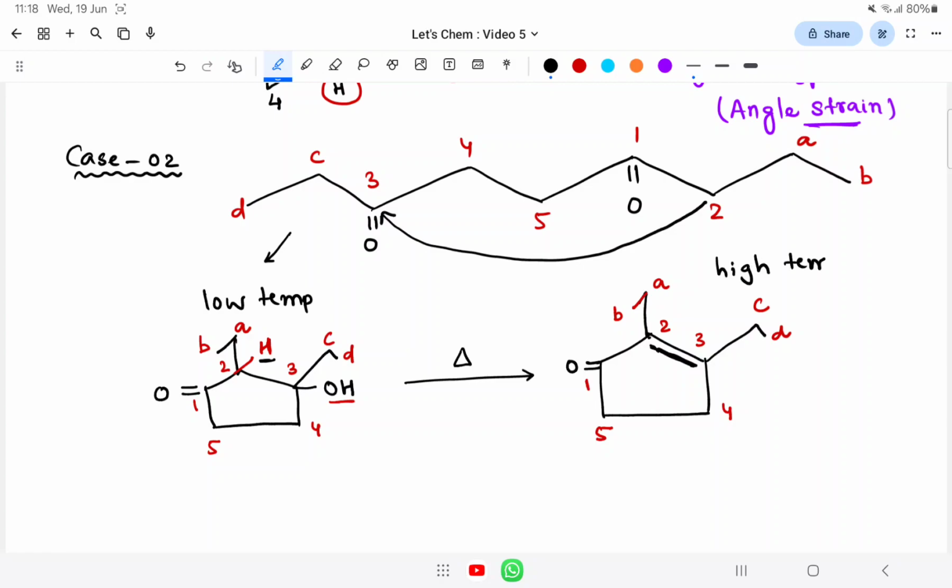Now can anyone just think and tell me which case is more favorable? Obviously, if you would have studied a bit about angle strain and the strain that comes due to ring formation, you will agree if I say that case 2 is going to be the favorable product. As we can see, in case 2 we are making a 5-membered ring, as compared to case 1 where we are making a 3-membered ring. For sure the 5-membered ring is more favored over the 3-membered ring. That is the actual criterion.